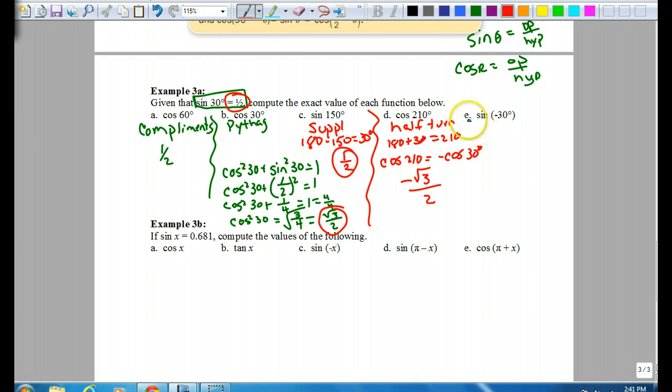And then this one, sine negative 30, is the same as our theorem of opposites. Based on that theorem, it just told us to make it negative. So if I put in a negative 30 degrees for sine, what happens to it? Yeah, it becomes a negative sine 30. So this is going to be negative 1/2.